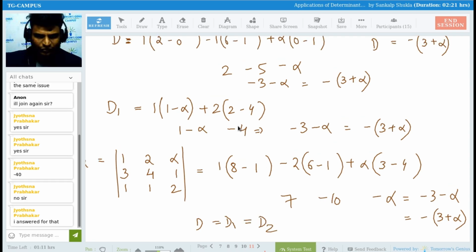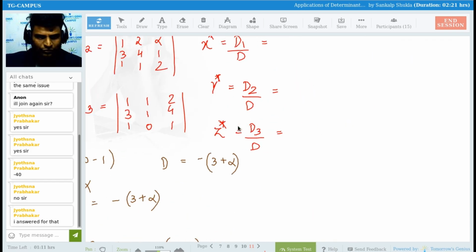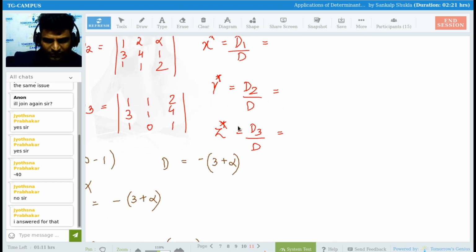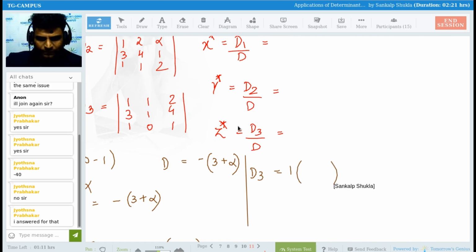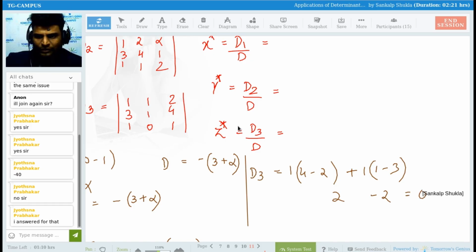Now the last, D3, is remaining, so we will find that also. I can expand it along R3. So 1, 4 minus 2, and plus 1, 1 minus 3. So it is minus 2 and this is 2. 2 minus 2 is 0 only. So D3 we have 0.